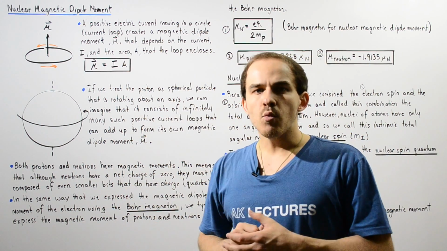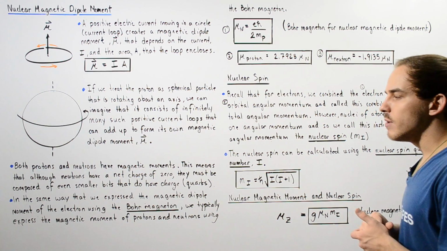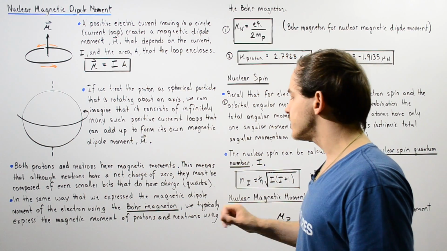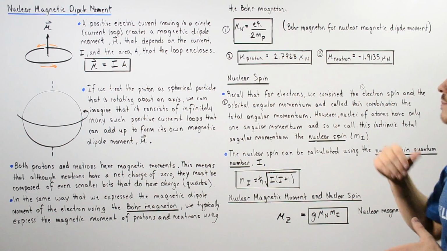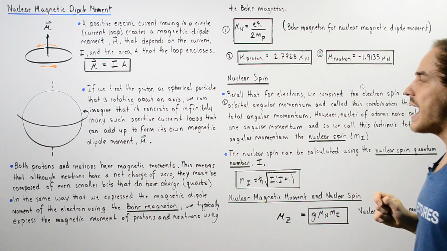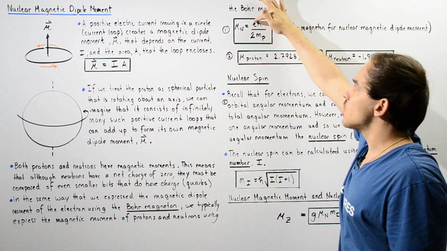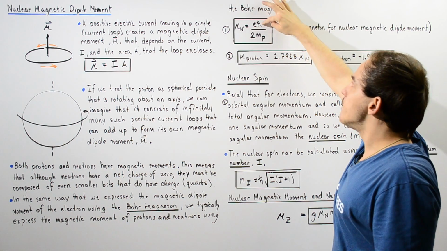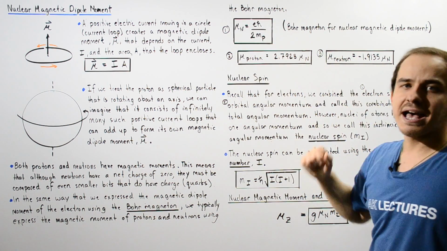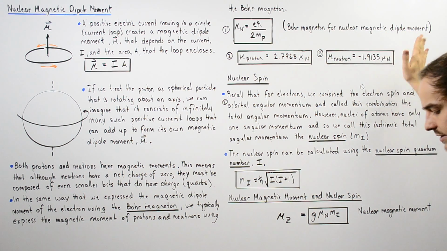Now, in the same way that we used a constant known as the Bohr magneton to express the magnetic dipole moment of electrons, we typically express the magnetic dipole moments of individual protons and neutrons using the nuclear magneton. Except for the nuclear case, it is defined in terms of the mass of the proton. So the nuclear magneton mu N is equal to the product of the charge on our proton e multiplied by the reduced Planck's constant h bar divided by 2 multiplied by the mass of one proton. So this is known as the magneton for nuclear magnetic dipole moments.